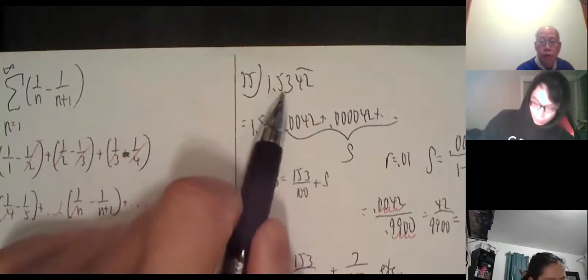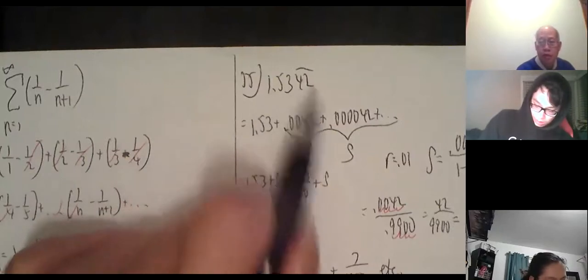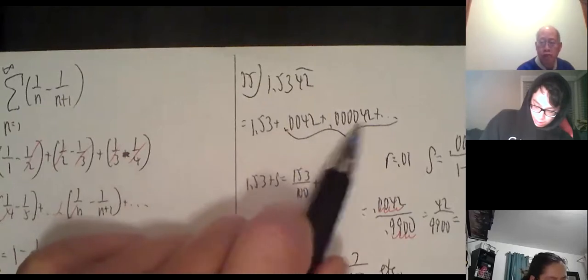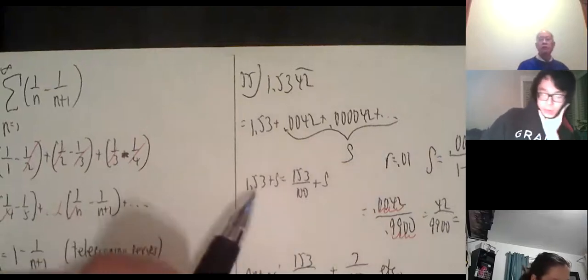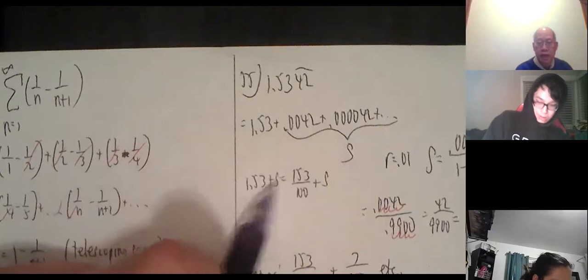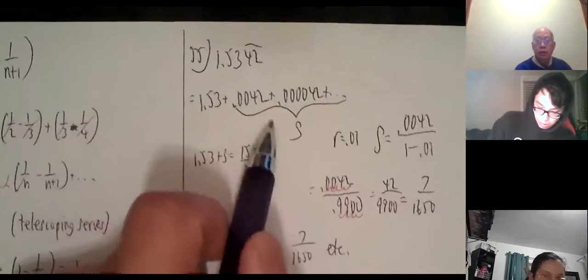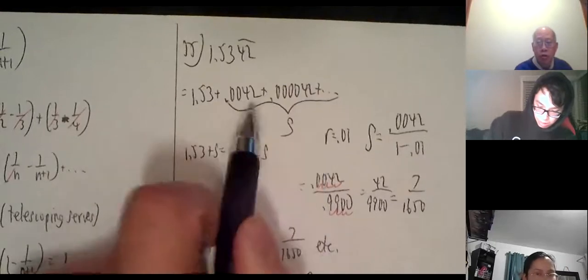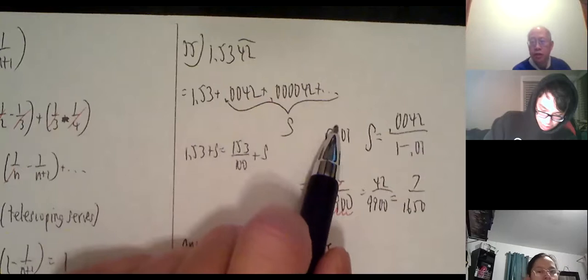So this is 0.0042. The next 42 would be 0.000042, and so on. So I have 1.53 plus s. Trying to figure out this s. And I already know that's 153 over 100. Okay, the common ratio is 0.01. To go from there to there, you multiply by 100th, 0.01.